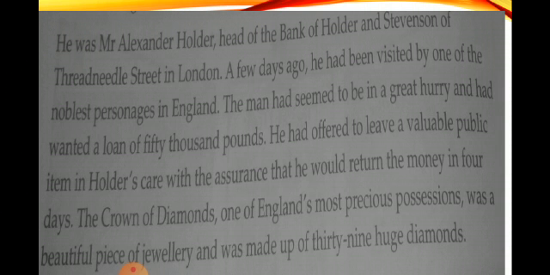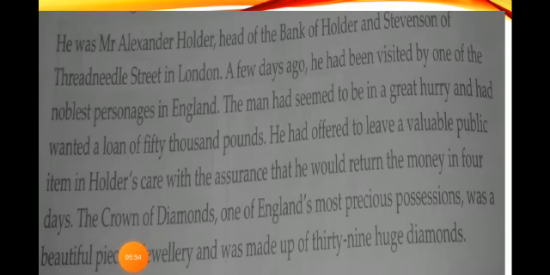He was Mr. Alexander Holder, head of the Bank of Holder and Stevenson of Threadneedle Street in London. A few days ago, he had been visited by one of the noblest personages in England. The man had seemed to be in a great hurry and had wanted a loan of £50,000. He had offered to leave a valuable public item in Holder's care with the assurance that he would return the money in 4 days. The crown of diamonds, one of England's most precious possessions, was a beautiful piece of jewelry and was made up of 39 huge diamonds.